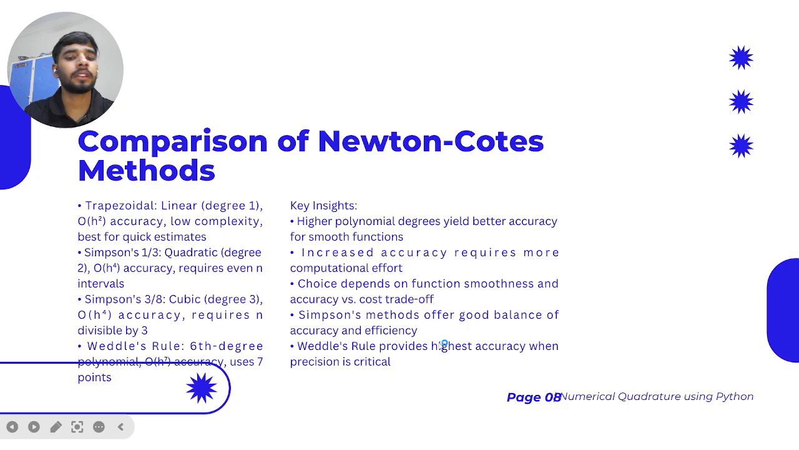Now here is the comparison between the Newton-Cotes methods. The trapezoidal rule is linear, degree 1, and provides order of h to the power 2 accuracy. Low complexity, best for quick accuracy. Next, Simpson's 1/3 rule is quadratic, second degree, and provides order of h to the power 4 accuracy. It requires an even number of intervals. Simpson's 3/8 rule is cubic, third degree, and also provides order of h to the power 4 accuracy. It requires n divisible by 3.